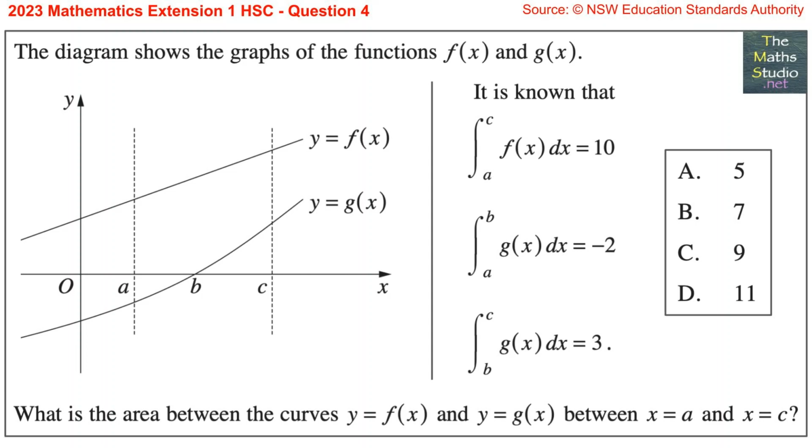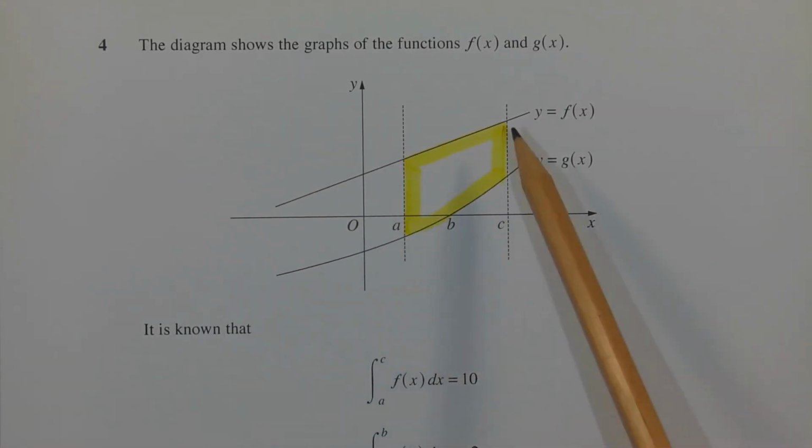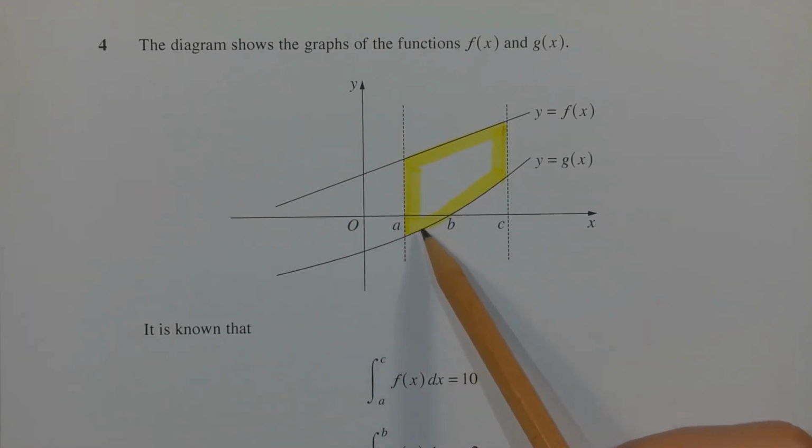What is the area between the curves y = f(x) and y = g(x) between x = a and x = c? We can treat this as a composite area problem. Now the question is asking for the area bounded by the curves y = f(x), y = g(x), and the vertical lines x = a and x = c. I've highlighted the area in question here.